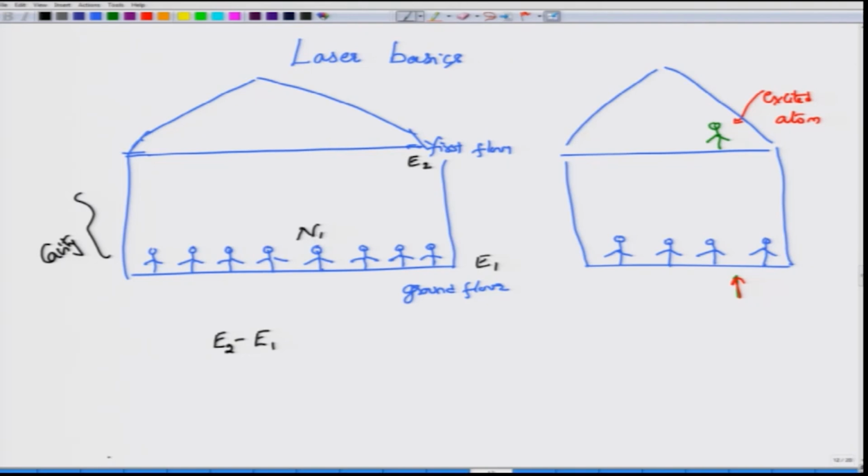But suppose now you look at the population of people at the energy level E2. The population at energy level E2 means that you are now talking about the first floor.